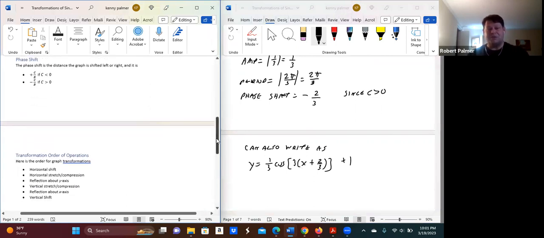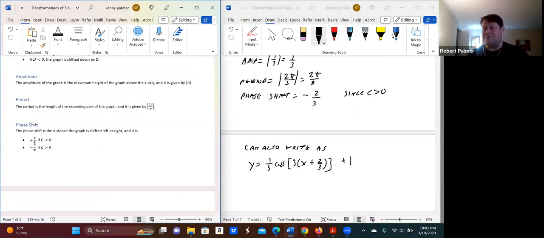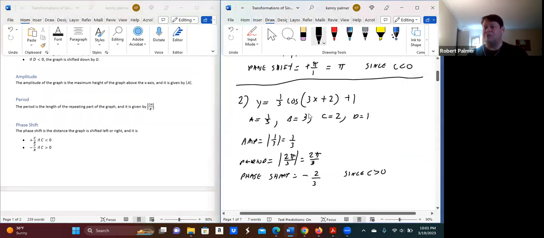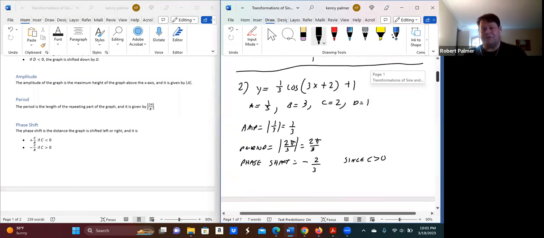It's easier just to remember that if it's in this original form, you don't have to factor it out as long as you remember that it's C over B, and the sign depends on whether C is negative or positive. Okay, so let's graph this one.